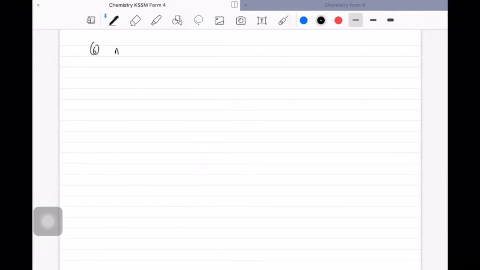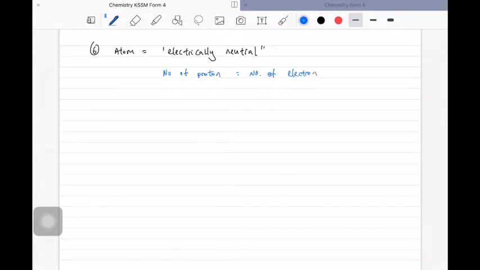Okay, the next thing about atom is atoms are electrically neutral. What does this mean? It means the number of proton in an atom is equal to the number of electron. Alright, this is very important.